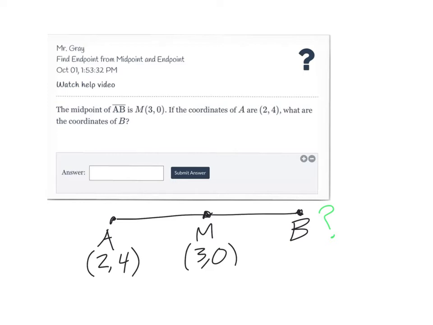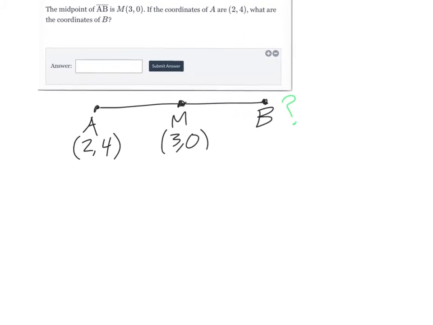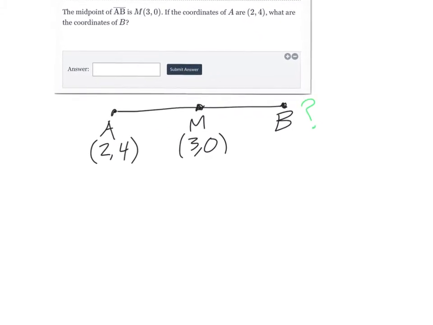From there, I do a simple kind of pattern recognition, where I look at my x coordinates and my y coordinates and look at what the pattern is. I know that M is exactly in the middle of this segment. So whatever I did to get from A to M, if I do that again, it'll get me the rest of the way across the segment. Let's start with our x coordinates. From A to the midpoint, it looks like we added 1, because we went from 2 up to 3.